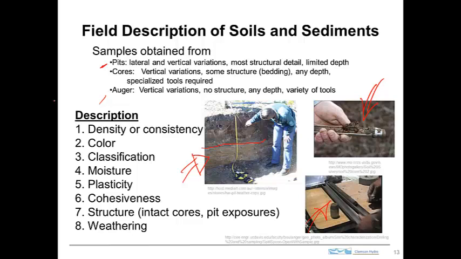This is a list of the main characteristics that are generally used for describing soils. The density and consistency, color, classification, and so on. And so let's take a look at those in a little more detail.